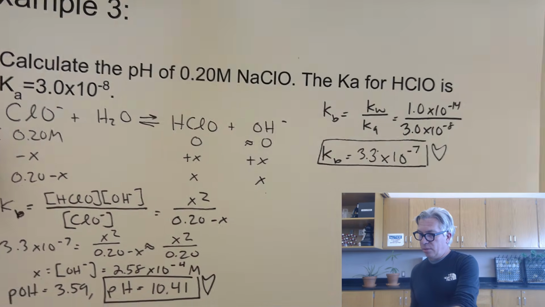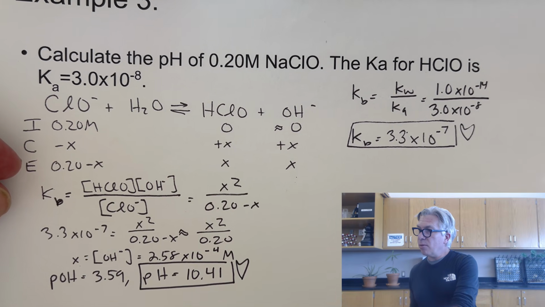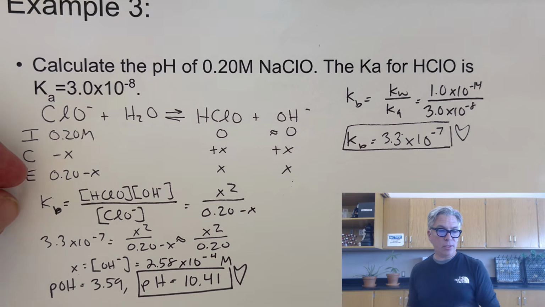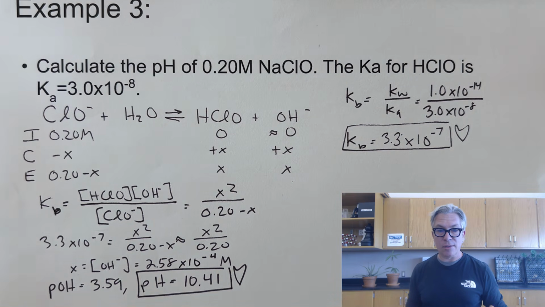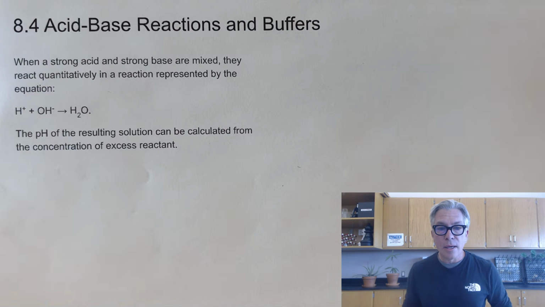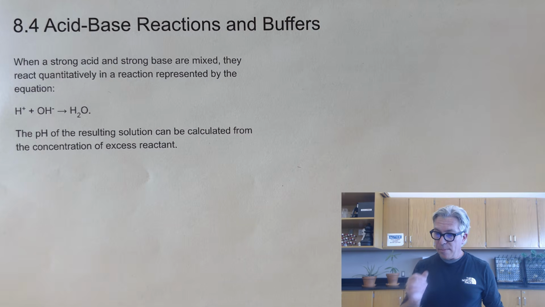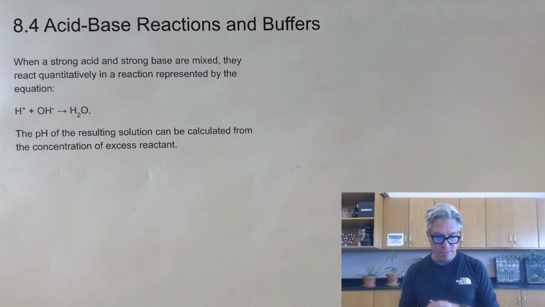And if you were able to do it and get a pH of 10.41, then congratulations. You are, again, on your way to mastery. And now heading into section 8.4, acid-base reactions and buffers. Here is what we find in the study guide.